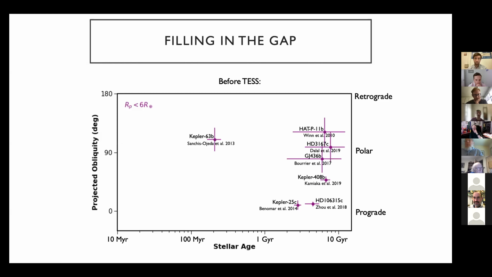So now if we go back, let's remember what the distribution of obliquity versus age looked like before the TESS mission for planets less than 6 Earth radii. Okay, what about now, about 3 years after the launch of TESS? Using TESS's young planet finding abilities, we now have 3 planets younger than 100 megayears, all with obliquity measurements, all small and prograde. And all of these were discovered with TESS, which is awesome.